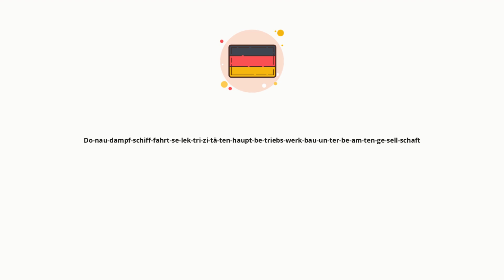Now let's split the word into syllables, and then pronounce each syllable one by one. Do, now, lauda, shif, fahat, se, le, tri, zet, I, te, ten, hab, be, trips, werk, bau, un, ter, be, am, ten, ge, sel, shaft.